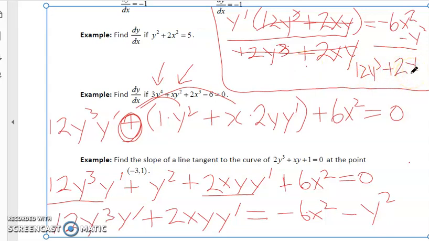If anybody knows where I can get a half-decent stylus, a half-decent marker, let me know. Okay, so anyway, that's what it's supposed to look like.